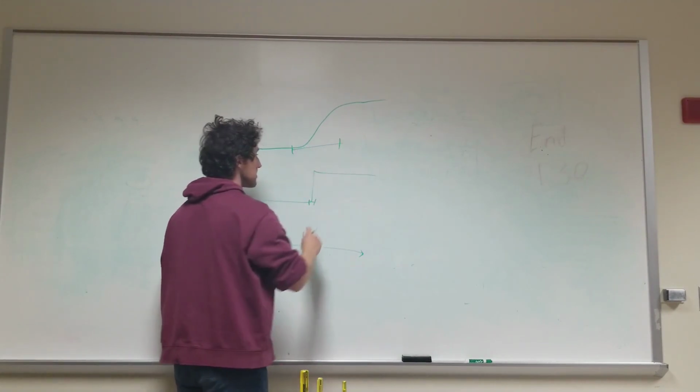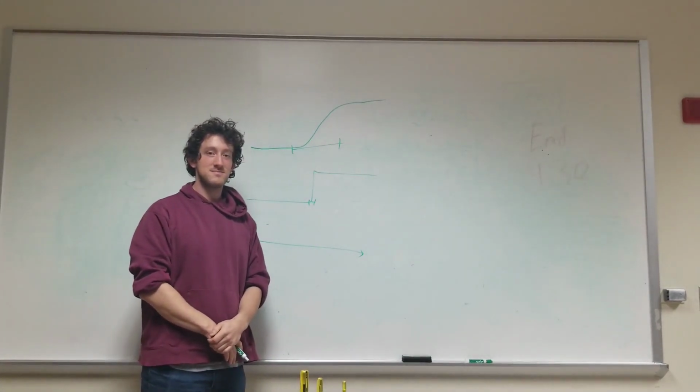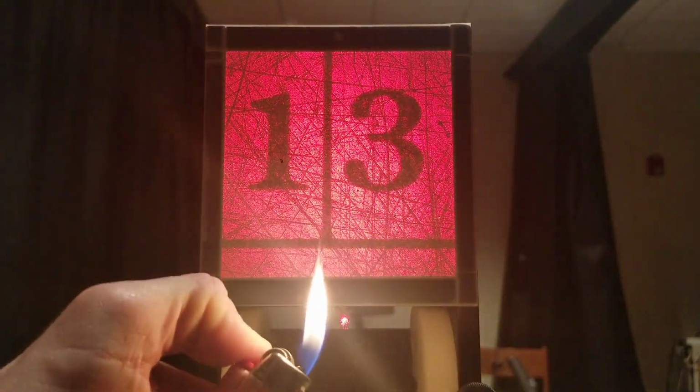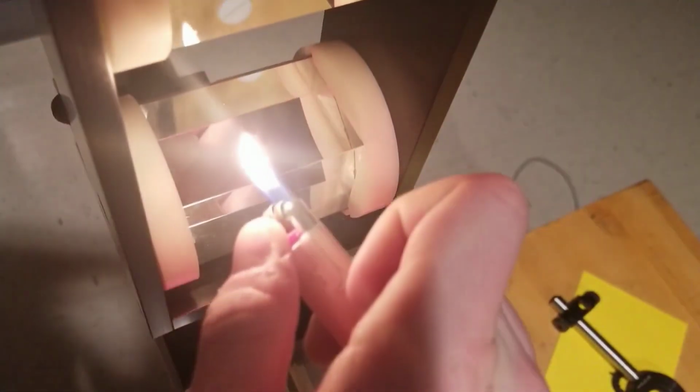Thanks again, Zach. Well, that's about all we have to show you. I'll leave you with one last strange effect. See if you can figure out what's happening. When we put a flame near the Fourier transform, look what happens to the image.